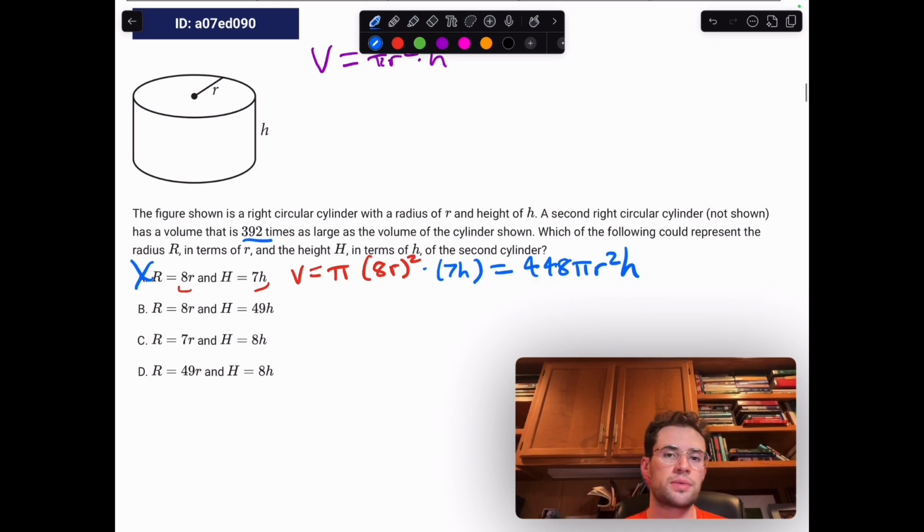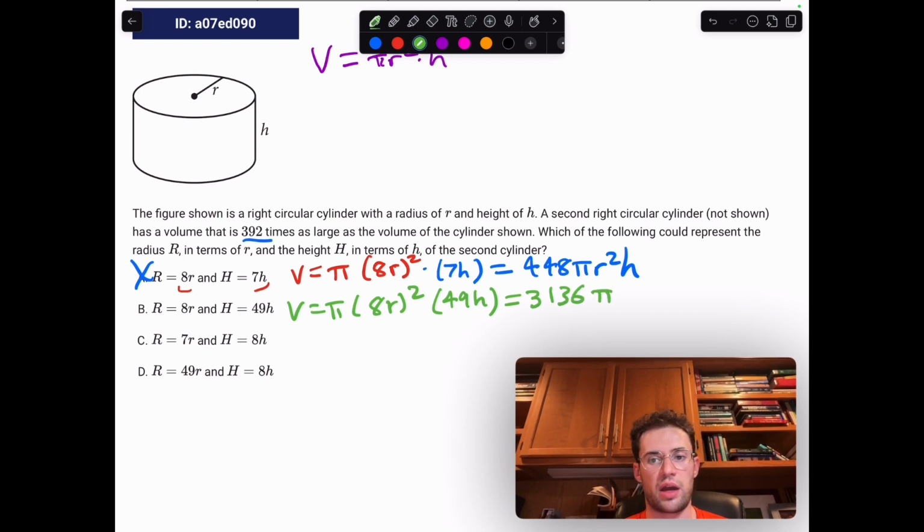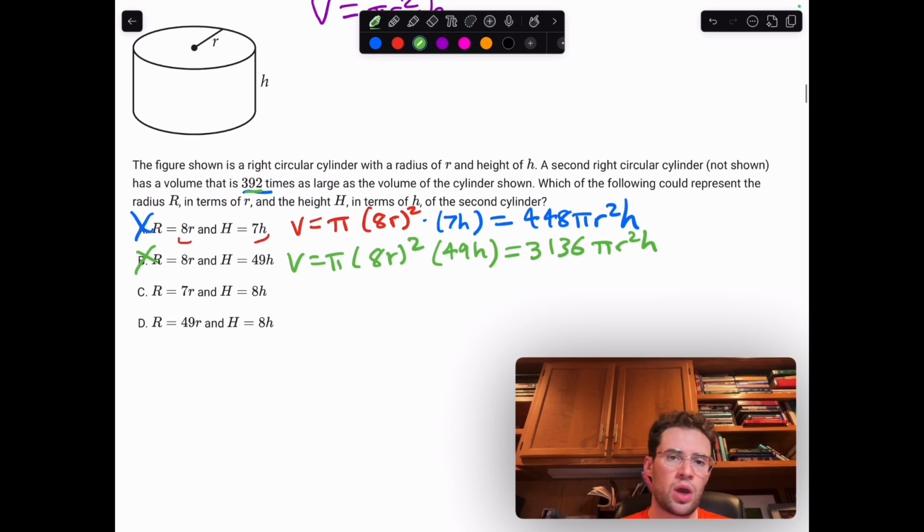Right? That's too big. All right, this next one, the volume would be equal to pi times, again, we have 8r squared. Oh, this one is going to be even bigger. So the last one was too big. This is going to be 7 times bigger than that. So that's going to be 3,136 pi r squared h. That's, again, not what we're looking for, 392 times the volume. All right, next we've got this one.